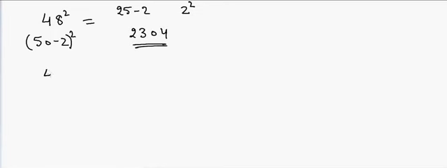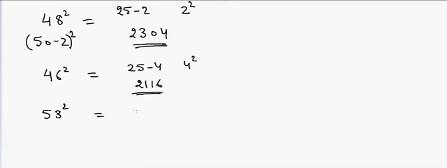Another example is like 46 square. In this case we'll subtract 4 from 25 and do 4 square, so the answer will be equal to 2116. Let's take another example. If I have 53 square, then in this case it will be 25 plus 3 and then 3 square, so the answer will be equal to 2809.